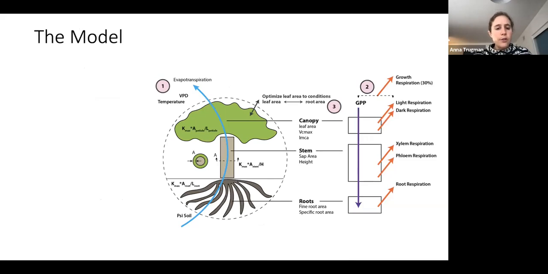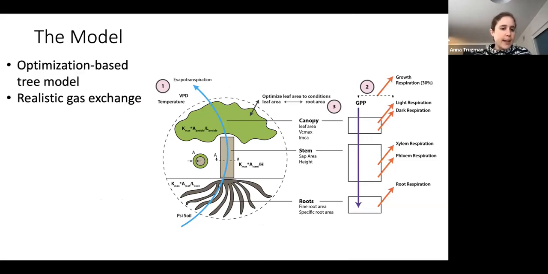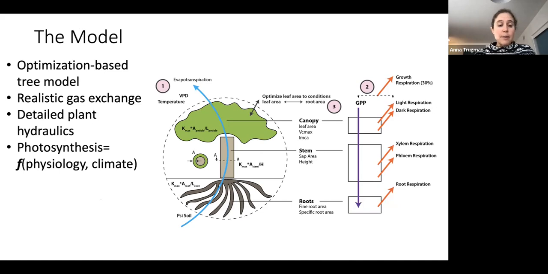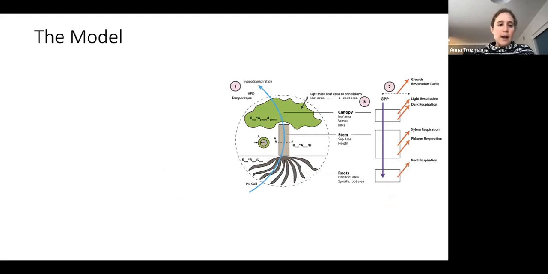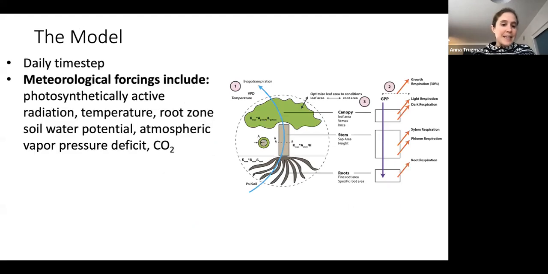And so we used an optimization-based tree model that includes a realistic representation of gas exchange and a detailed representation of plant hydraulics. In the model, photosynthesis is a function of physiology and climate, and it predicts how environmental conditions impact plant hydraulic function and carbon gain. We ran this model on a daily time step, and the meteorological forcing includes photosynthetically active radiation, temperature, root zone soil water potential, atmospheric vapor pressure deficit, and CO2.